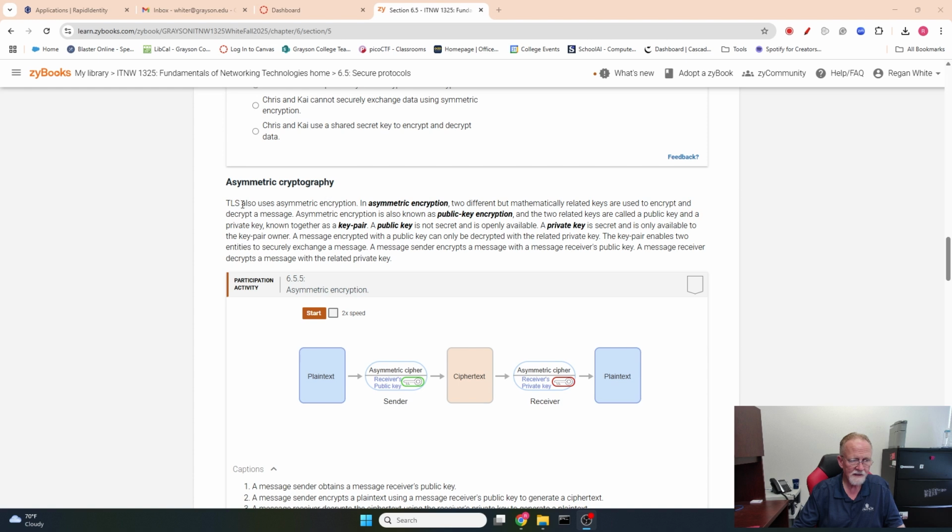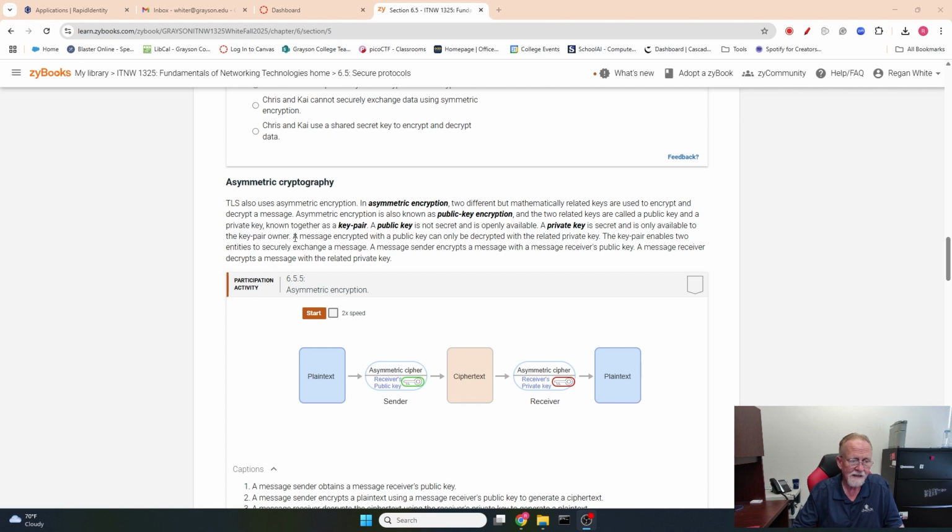Asymmetric then. TLS also can use asymmetric encryption. Two different but mathematically related keys are used to encrypt and decrypt. So you have a public key that is freely available to everybody. Anybody that would be using the connection gets a copy of the public key. But you have to have a private key for the public key to work. So the public key and the private key have to fit together into a key pair. The public key is not a secret, but the private key is, and can only be obtained from the key pair owner.